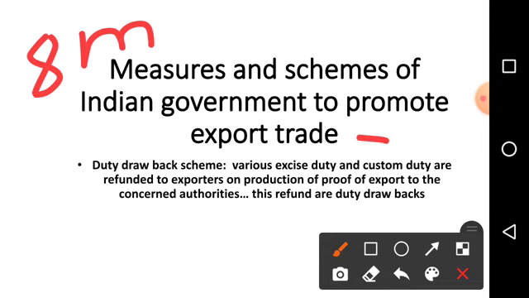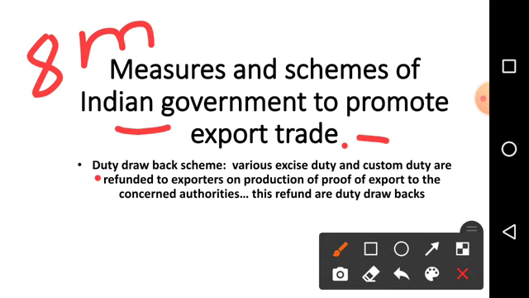First point is duty drawback scheme. Yes, first is this duty drawback scheme. Now the question is what? Measures and schemes of Indian government to promote export trade. What steps has the Indian government taken to promote Indian export trade? To do export, the Indian government has made certain schemes, certain measures to help export trade grow. Export trade should grow, it has to become more. That's why this has been done. So 8 schemes are there. One by one we will see.